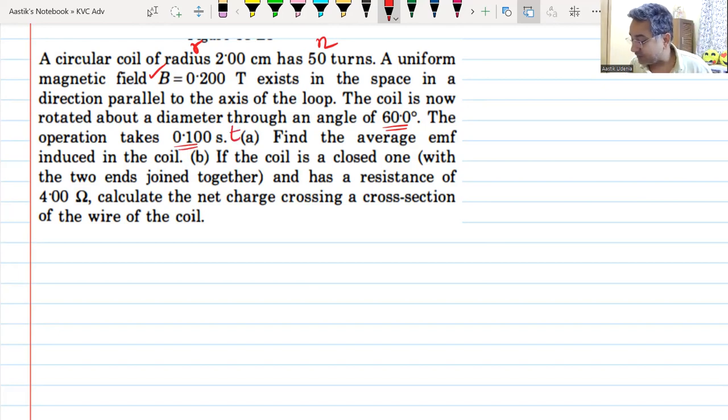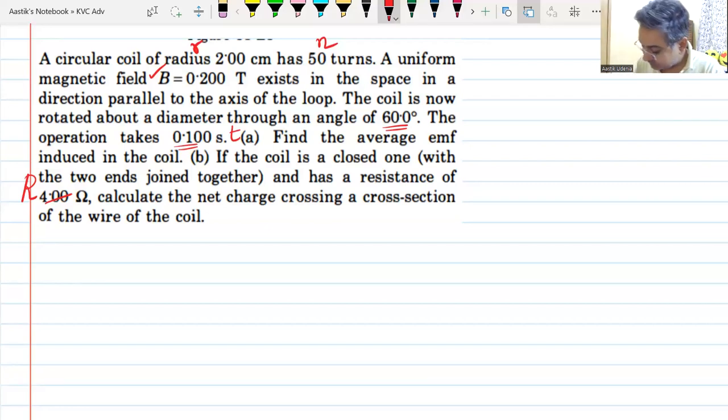Find the average EMF. If the coil is a closed one, and the resistance, you can take the resistance as R. Find the net charge that flows through the coil. Do we understand this? This is the same question. Coil is turned. Do we understand? Angle is changing. Do we understand this? Yes, sir. I give you 2 minutes to give me the answer.